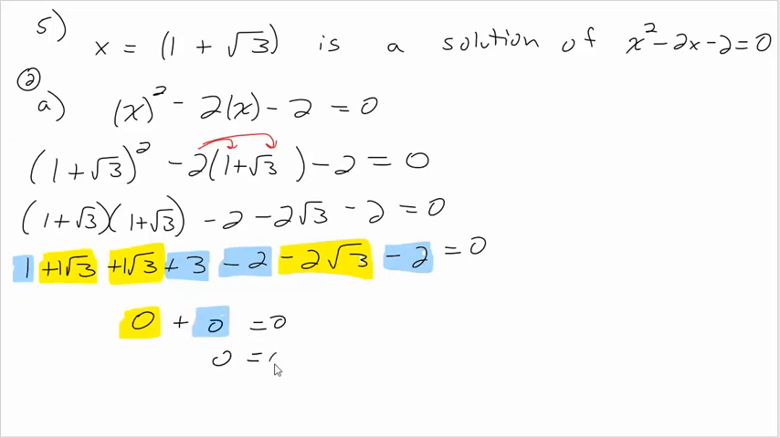So I get 0 equals 0, which shows me anytime you get the left-hand side to equal the right-hand side, then you know that you have a solution to the equation. So part B, which is worth 2 points, says to show that x equals 1 plus radical 3 is a solution to the equation by actually doing the quadratic formula.